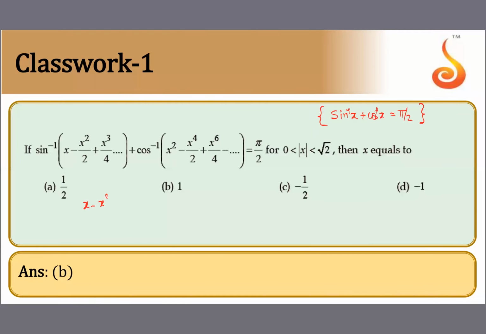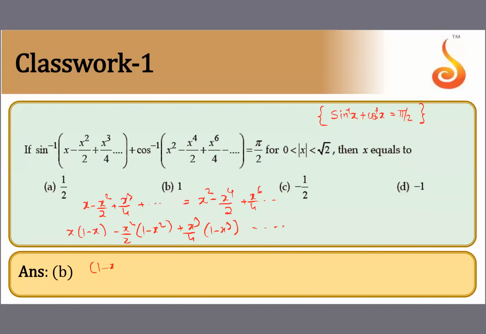x minus x square by 2 plus x cube by 4 and so on equals x square minus x to the power 4 by 2 plus x to the power 6 by 4 and so on. Take it to the side, x common, 1 minus x square by 2 common, 1 minus x square plus x cube by 4 common, 1 minus x cube and so on. From each bracket, 1 minus x is common.